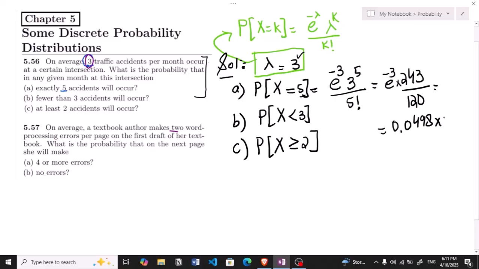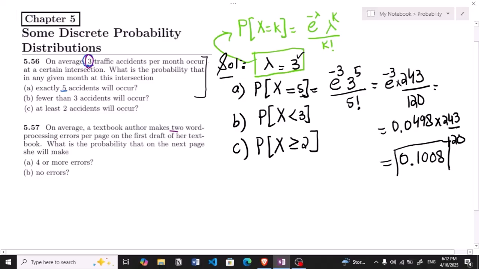0.0498 multiplied by 243 divided by 120. Okay, and then finding the answer of it, the solution would be 0.1008, and that is basically the solution for part A of my question.